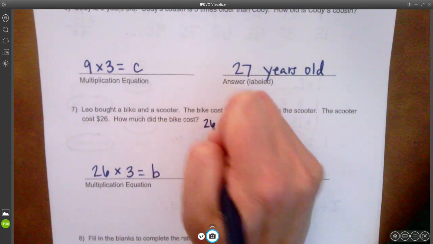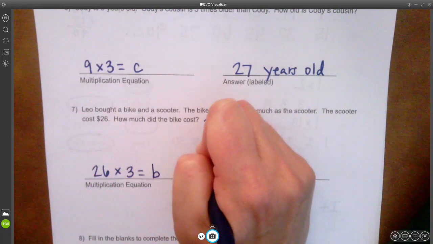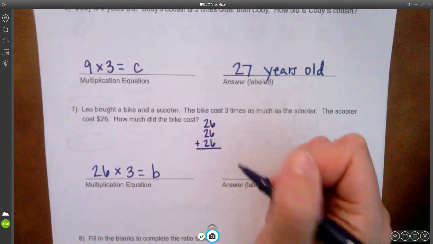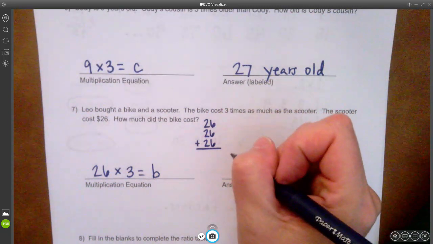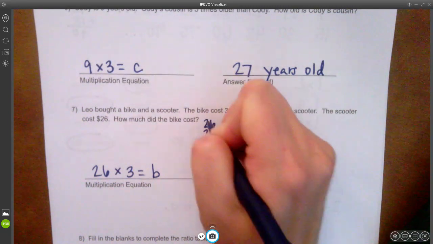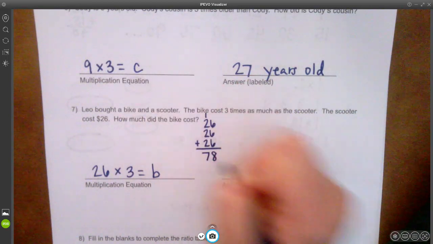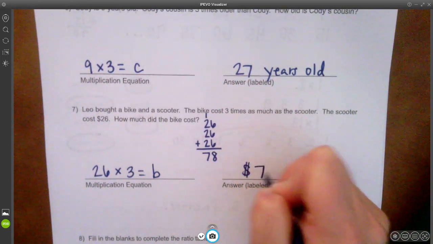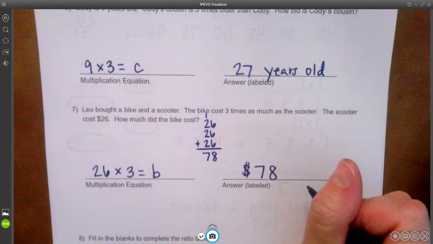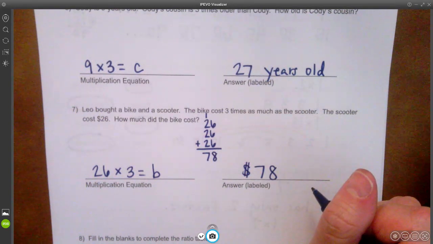So if you don't know multiplication, which we're going to really be learning some strategies and learning traditional this year, you could do 26 plus 26 plus 26. 6 plus 6 plus 6 is 18. Carry that 1 for a final answer of $78. You can write $78 or just label it with the dollar symbol, and that's fine as a label as well.